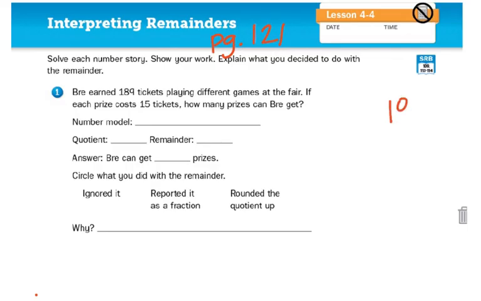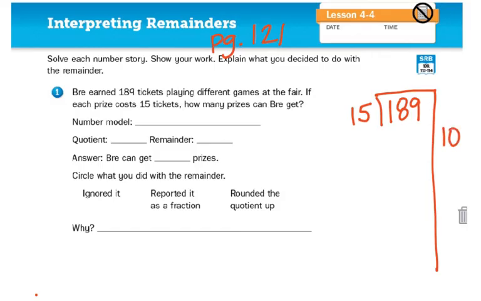So she has 189 tickets, and we divide that by 15 tickets per prize. Does it go in there at least 10 times? You bet it does. Always use multiples of 10 to begin with. 10, 20, 30. Don't try to do 12 or 13. Just start with 10 because that's easy to multiply. 10 times 15 is 150. When it no longer can go in 10 times, then start to think about basic facts.